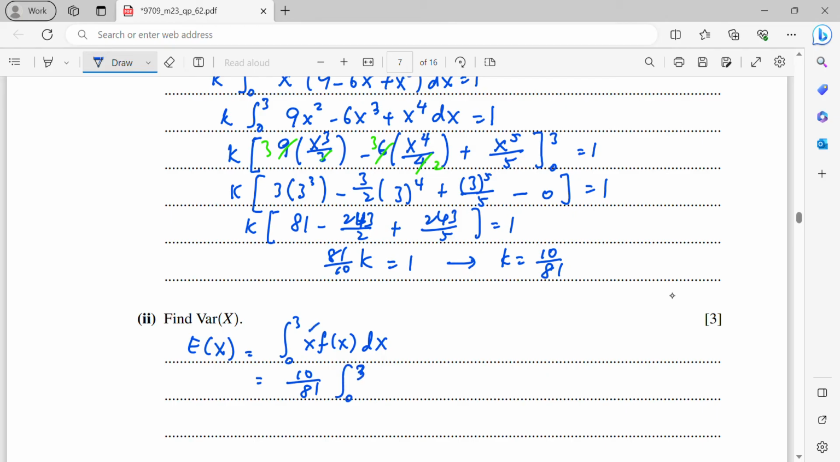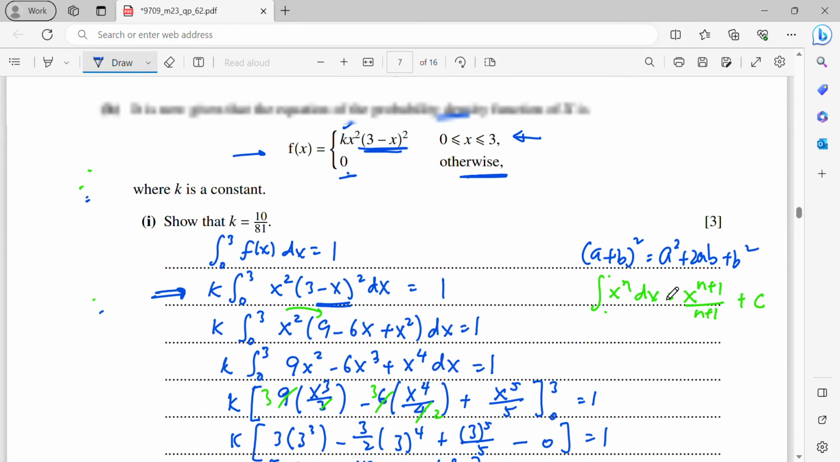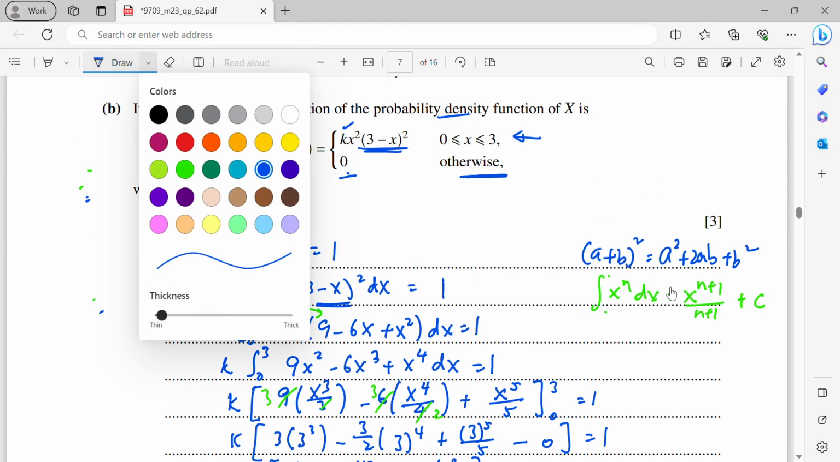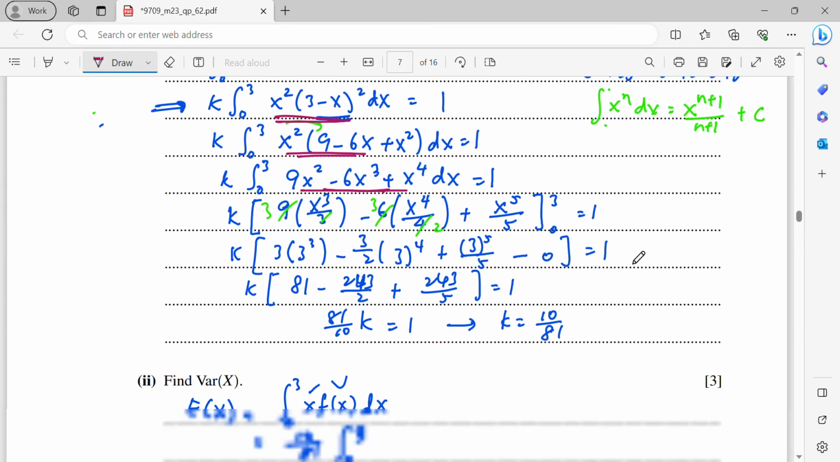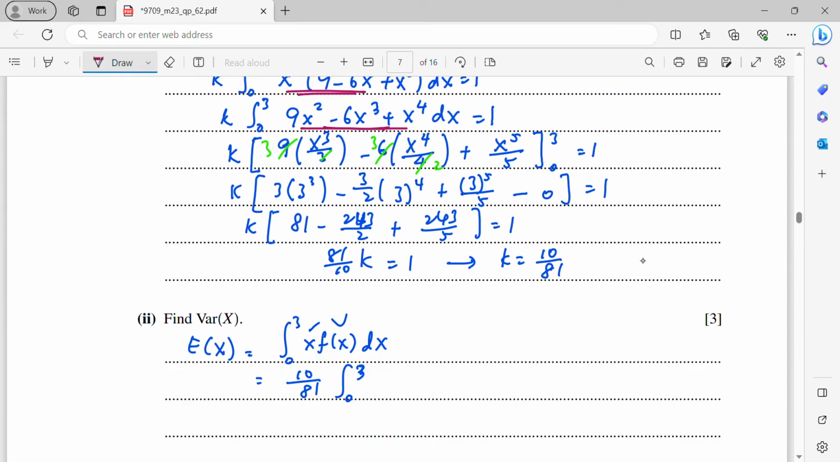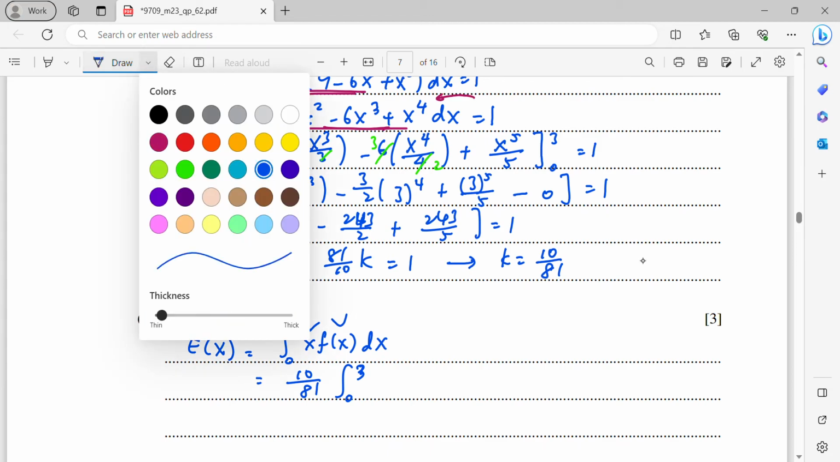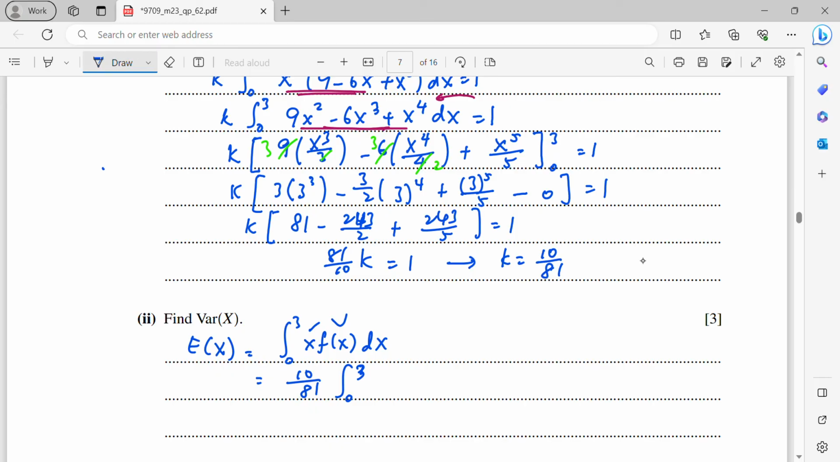Okay, remember x multiplied by f(x). So here, this is going to be your f(x). Look at here. This is your f(x). Which means now, all these x, I just need to multiply by x. That will be my x f(x) already. So I will just directly refer to this expansion and just multiply each of the terms by x. So it will be 9x cubed minus 6x^4 plus x degree 5 dx.